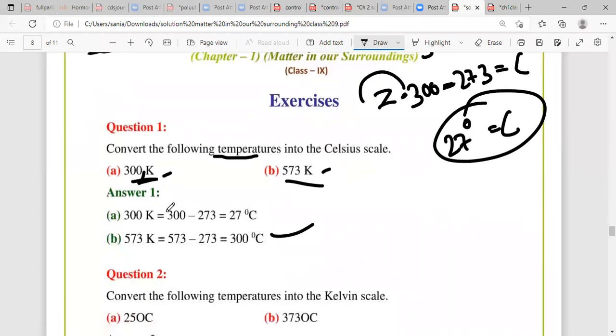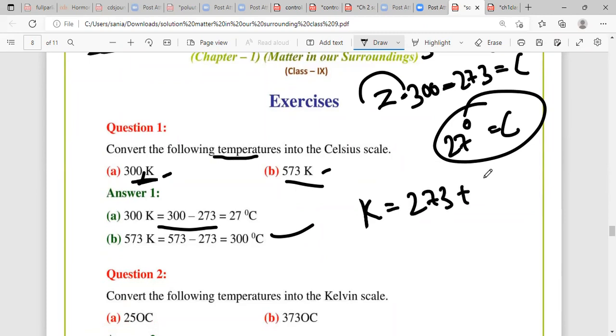Okay. So you can quickly write the answer. Just do the first one as well and write it down in your note. Don't follow the shortcut one. Write the exact way. First write the formula, K equals to 273 plus C. Then put the value and get the answer.